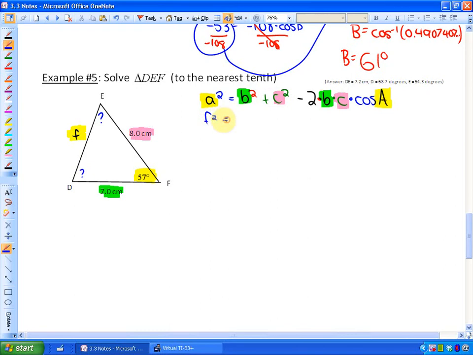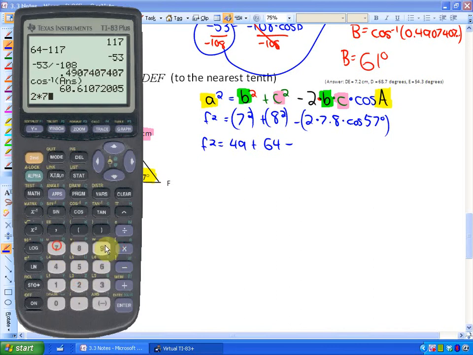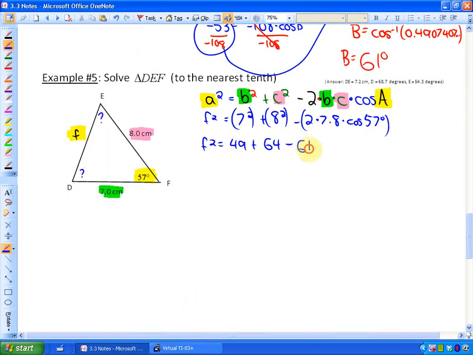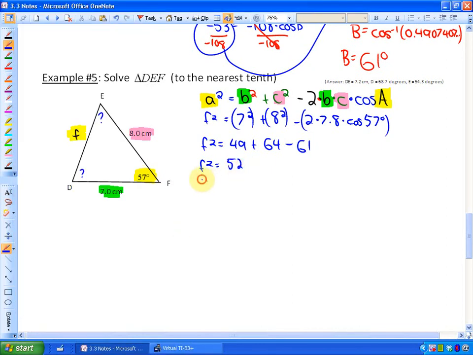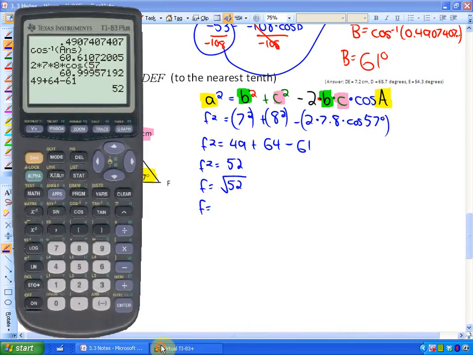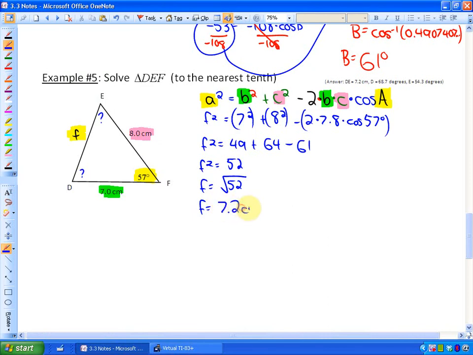So we have f squared. I'm going to do this pretty quickly because this should be a review of the previous things that we've learned. So 2 times 7 times 8 times the cosine of 57 degrees. And again, finding all of these products, f squared is equivalent to 49 plus 64 minus the product of 2 times 7 times 8 times the cosine of 57, which looks like 61. So f squared is equivalent to 49 plus 64 minus 61, so that's 52. So f is equivalent to the square root of 52, which is roughly 7.2. So that's 7.2 centimeters.